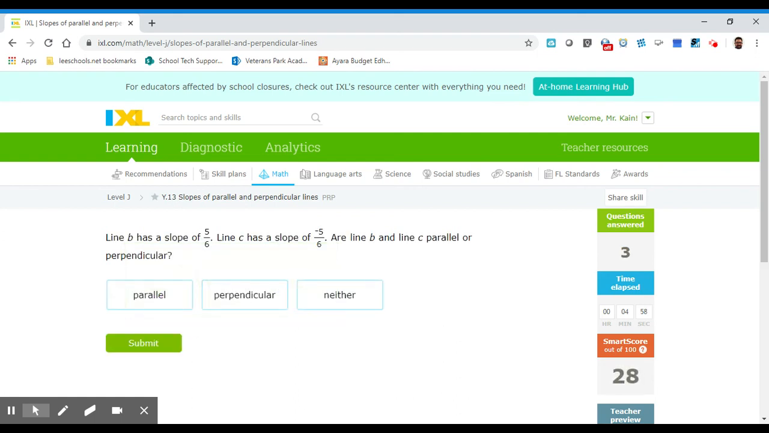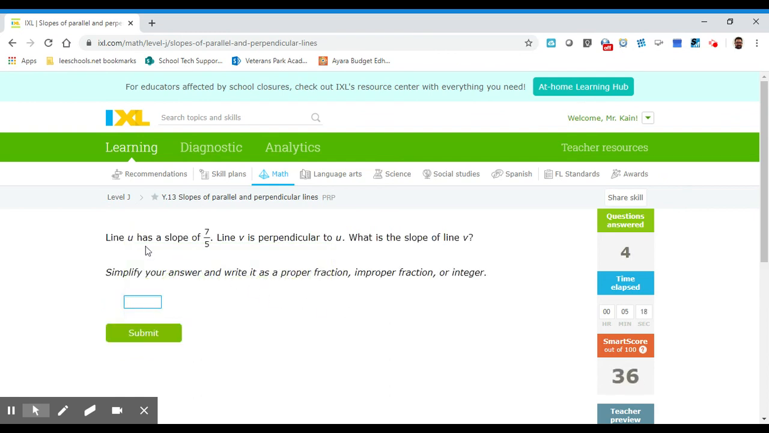Okay. Line B has a slope of this and then a slope of this. So are they parallel? No, because they're not the same. Are they perpendicular? No, because we didn't flip it. We changed the sign, but we didn't flip it. So it's going to be neither.